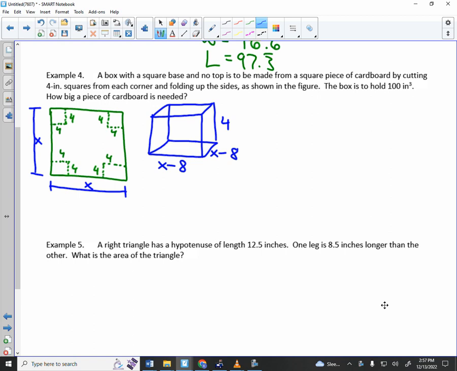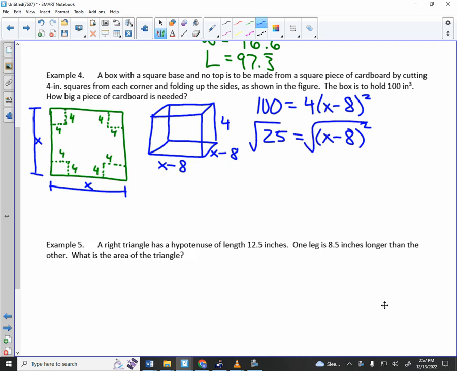So we know that the volume is 100. And the way we calculate volume is we multiply all 3 of these dimensions together, or 4 times x minus 8 quantity squared. How are we going to solve this? Let's divide both sides by 4. So 25 is x minus 8 quantity squared. What do you then want to do to solve it? Square root. I get plus or minus 5 is equal to x minus 8.